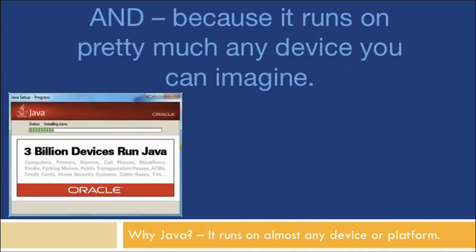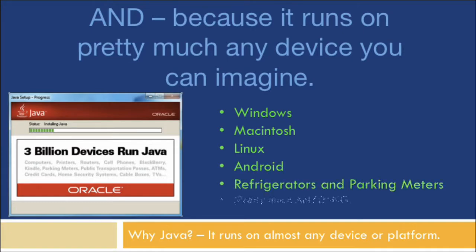The other reason we chose Java is it'll run on pretty much any device you can think of, and this is a really big draw card for Java. You'll have all seen this before. 3 billion devices run Java. You can see there it talks about things including phones, Blackberries, routers, Kindles, parking meters, public transport kiosks, all sorts of things. And for all of these platforms, you can write one set of code and it can run on pretty much any of those machines.